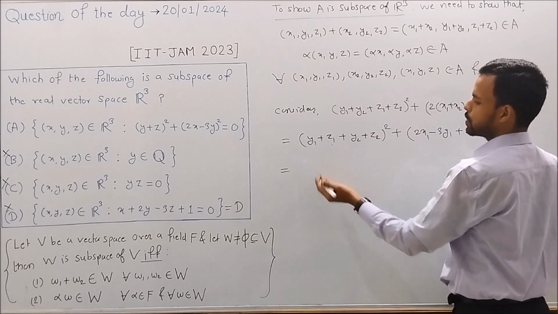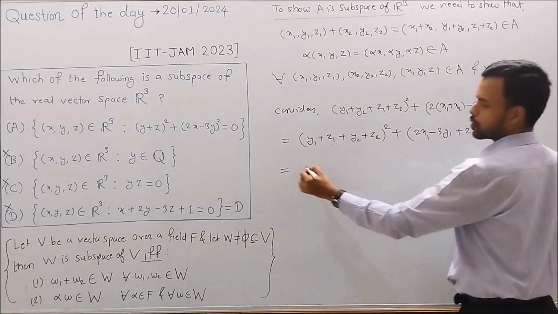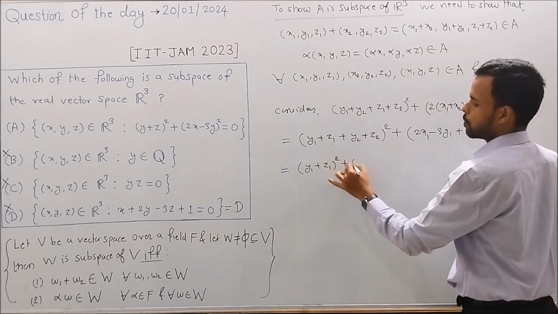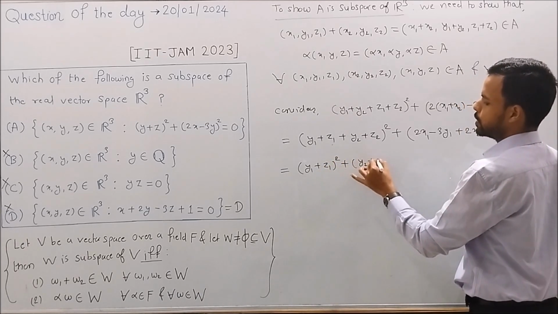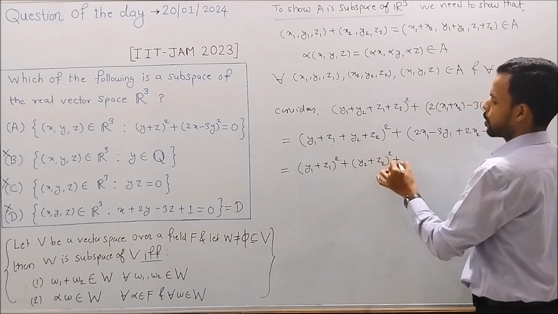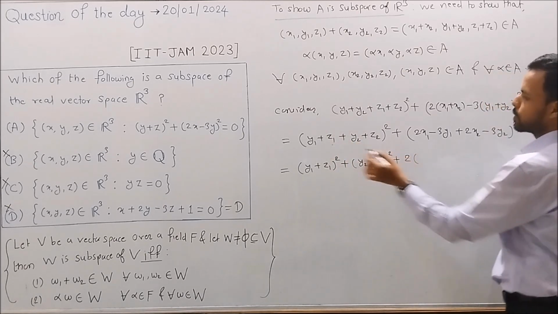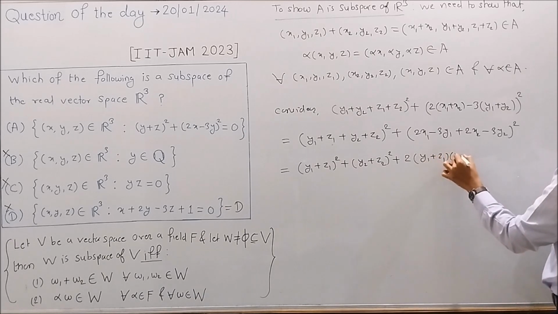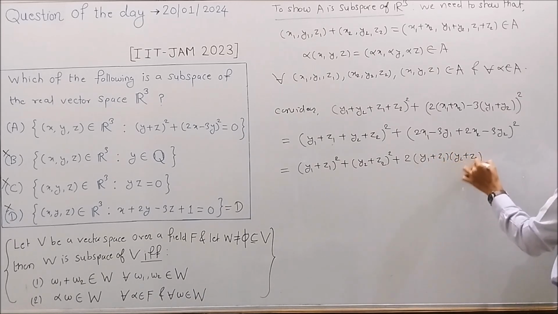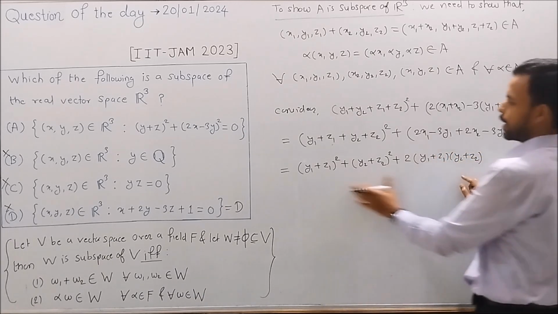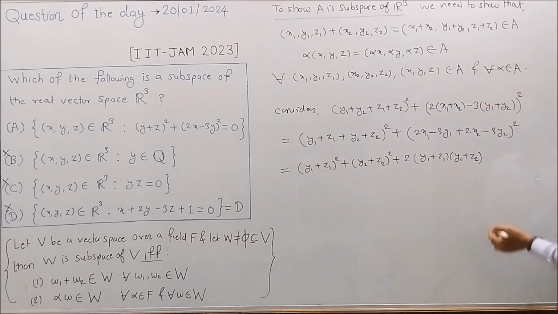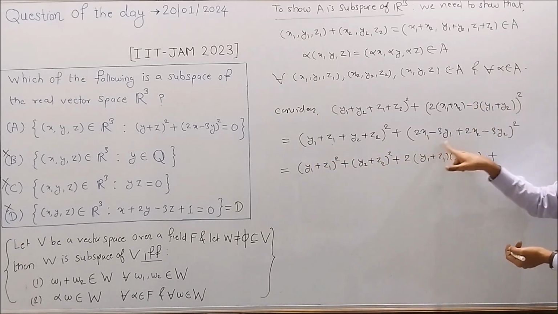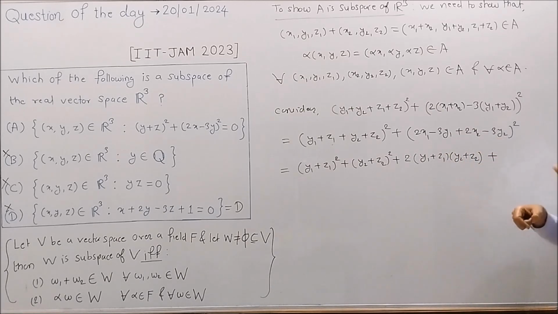a square plus b square plus 2 times a into b. So (y1 plus z1) whole square plus (y2 plus z2) whole square plus 2 times a into b, that is (y1 plus z1) into (y2 plus z2). So this is an expansion of the first term, plus now expansion of the second term. a square plus b square plus 2 times a into b.